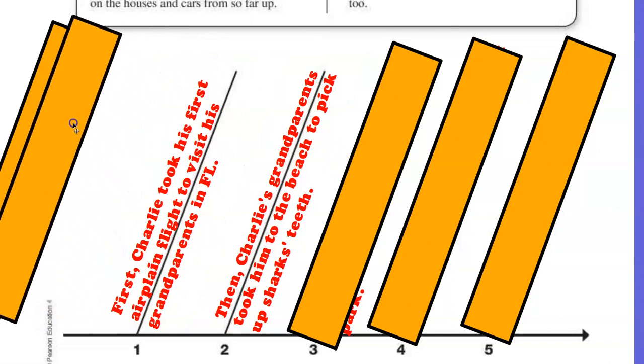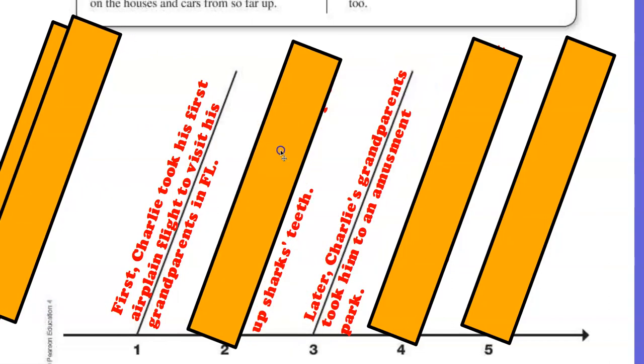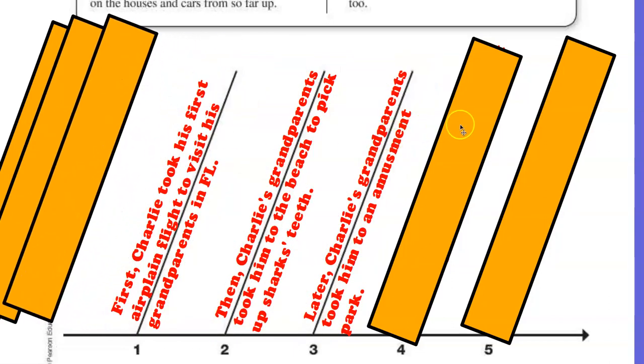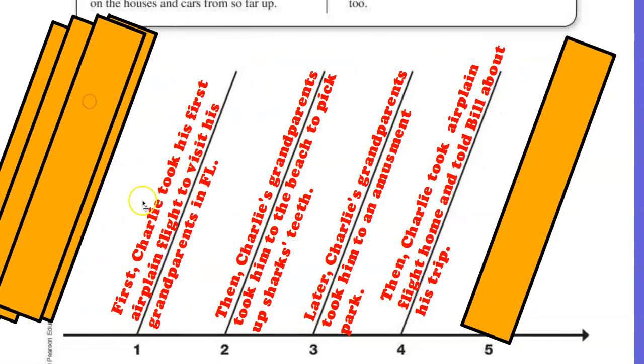Notice when I'm retelling this list, I use clue words to help signify that I understood. After he takes the flight, then his grandparents take him to the beach. Later, his grandparents take him to an amusement park, and that's followed by him taking the airplane back home and retelling the story to Bill.